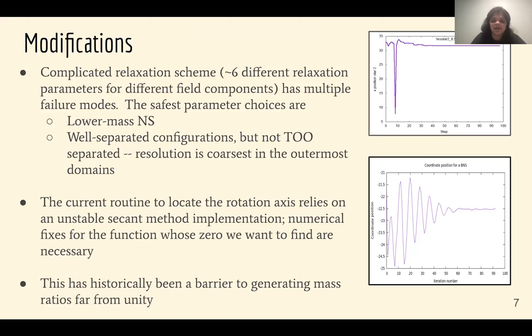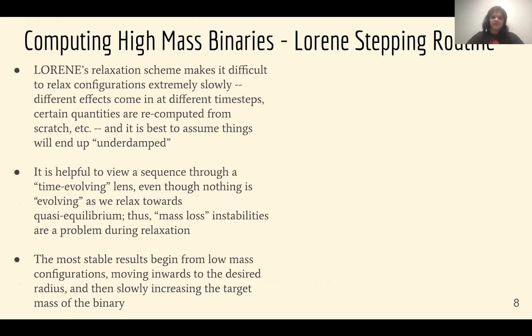On the right hand side, the lower image shows how the center of mass would wander off, which is what was causing the problem with the initial secant method that we were employing. But the fix works. Could you go to the next slide, please?